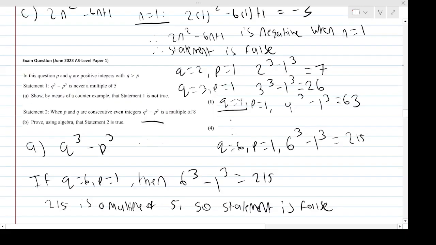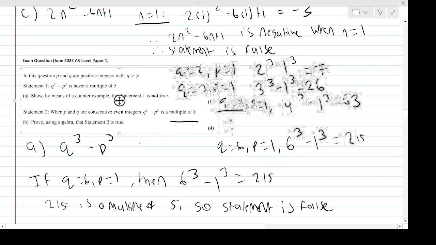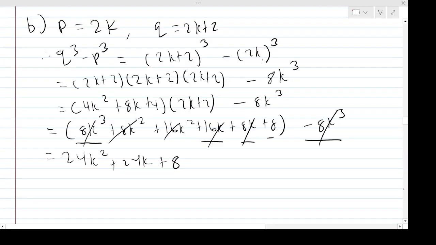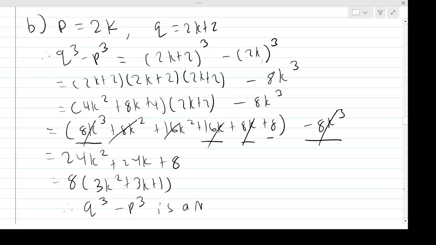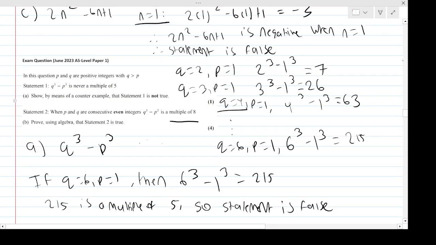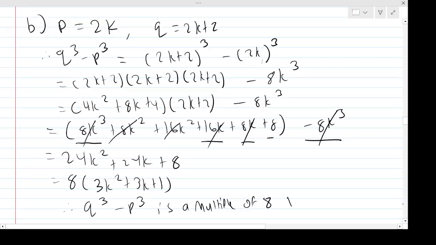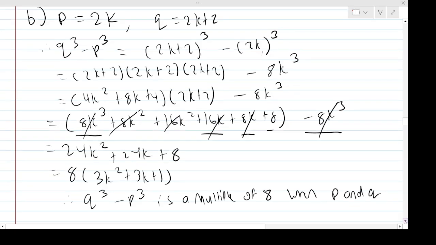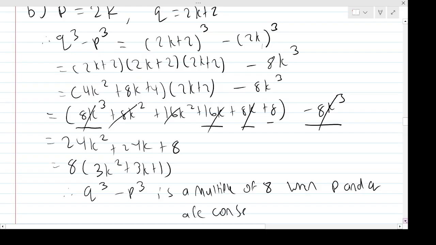Okay, what's it asking? It's saying that it needs to be a multiple of 8. Well, that's good news, because I can factor out an 8 in all the terms. So 8 lots of 3k squared plus 3k plus 1. Well, therefore that's a multiple of 8. This q cubed minus p cubed is indeed a multiple of 8 when p and q are consecutive even integers. And there we are then, proof done.